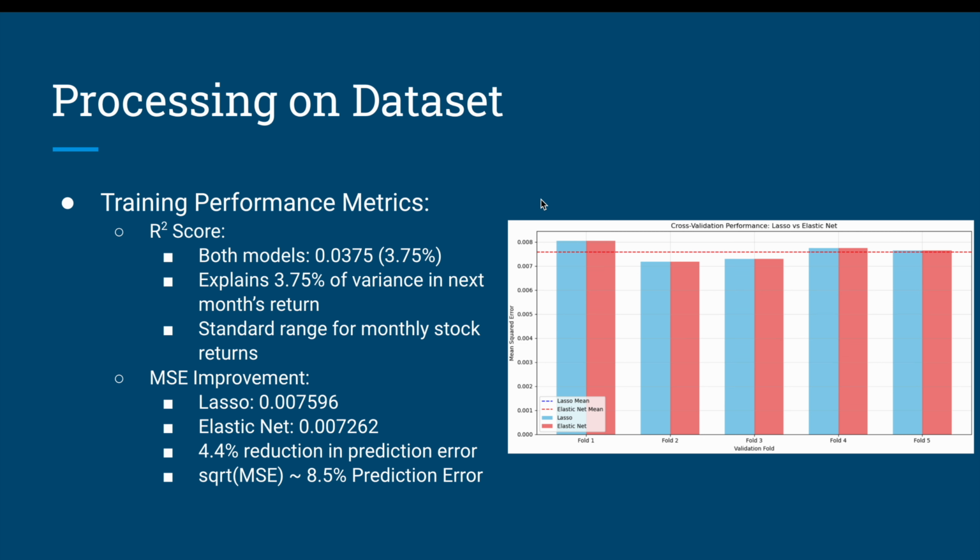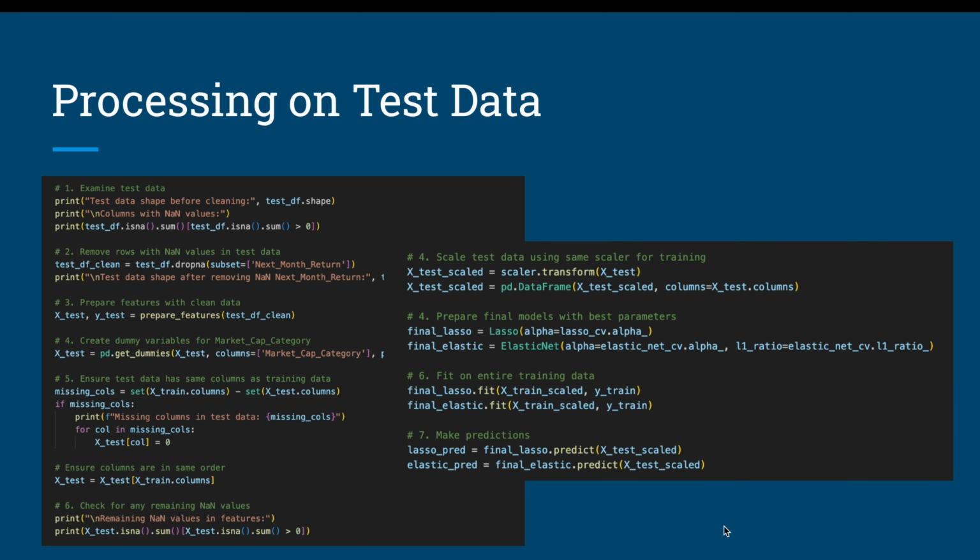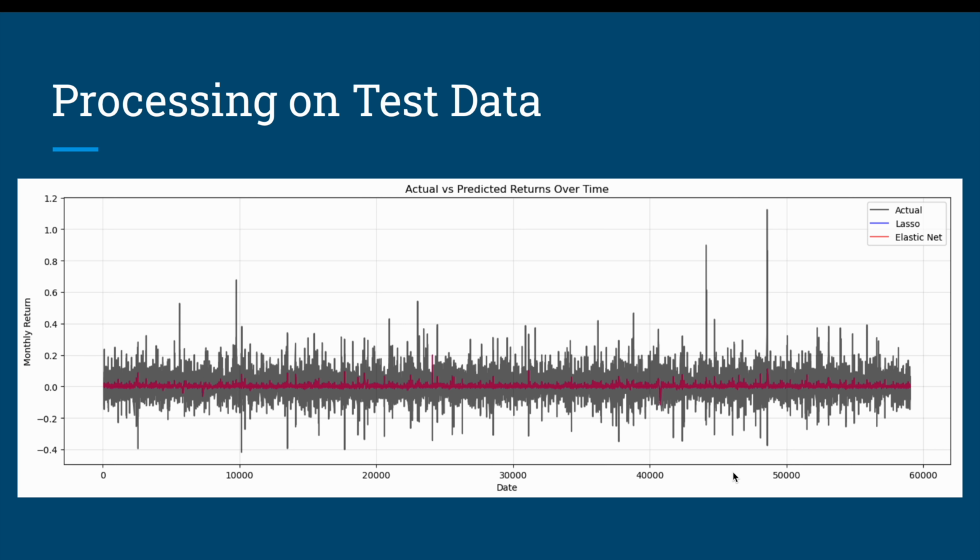For the metrics, we improved a little bit in the MSE with a 4.4 reduction in prediction error. But as you can see on the right, for every single fold, both the models are very, very close. Now here we actually perform the processing on our test data, but now we use the values that we already calculated, so the optimal alpha and the optimal L1 ratio from the slides before. And then here are our actual results.